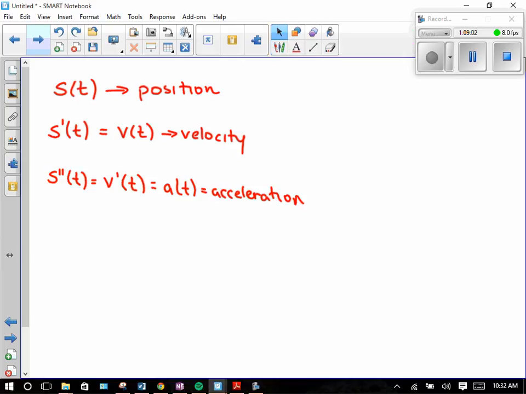In your position function, the first derivative is your velocity function. The second derivative of your position function is the first derivative of your velocity function, which is your acceleration. So it asks you to find the average velocity of the particle function. Average velocity, average rate of change, means f of b minus f of a over b minus a.